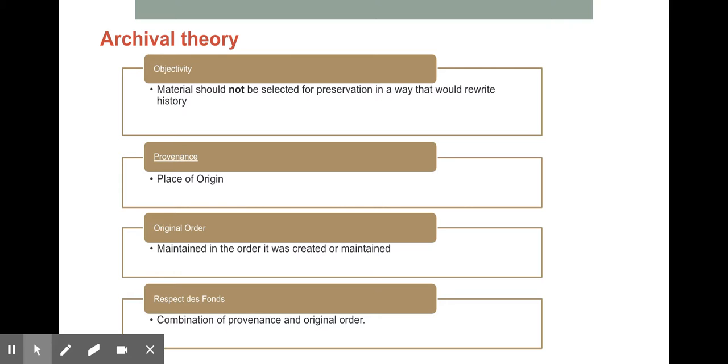We'll discuss this in more detail throughout the course, but there are some overreaching theories that archivists use in selecting and processing collections. These are a few of the big ones. They are that material should not be selected for preservation in a way that would rewrite history. You want to always maintain the provenance of the collection, even if this is just tracking the accession paperwork and describing the place of origin at the collection level. And you want to determine what the original order of the material is and try to maintain that.